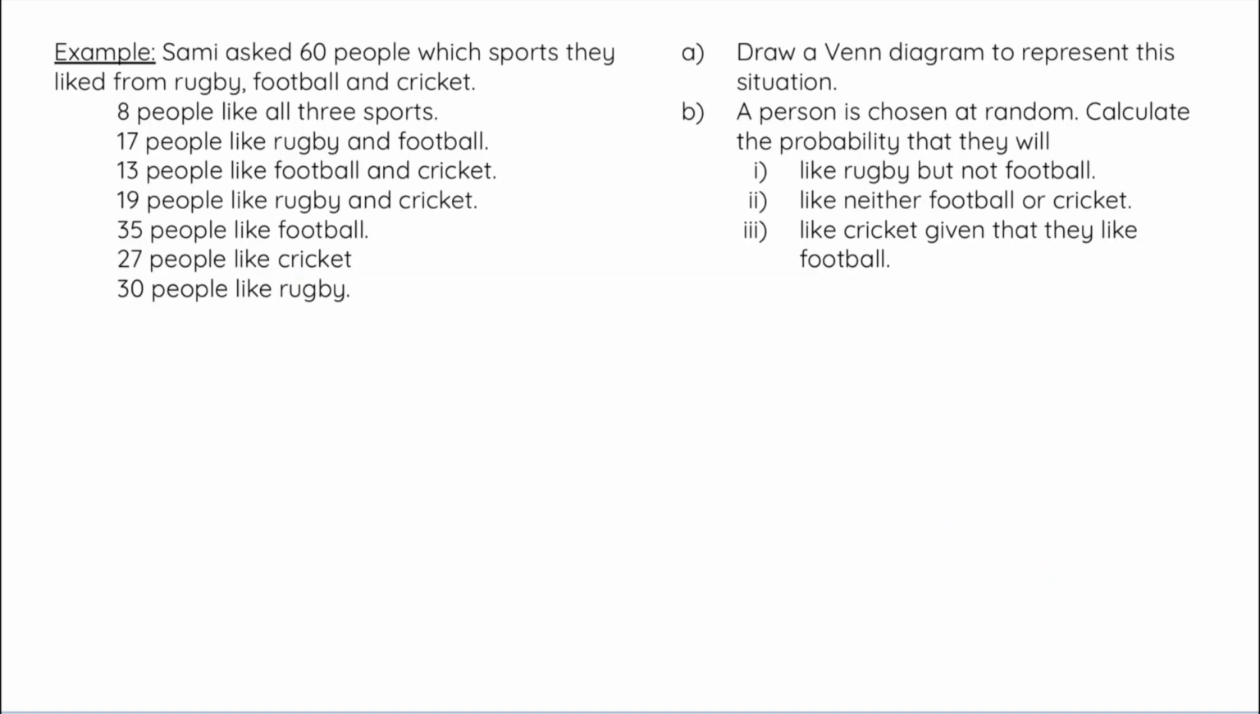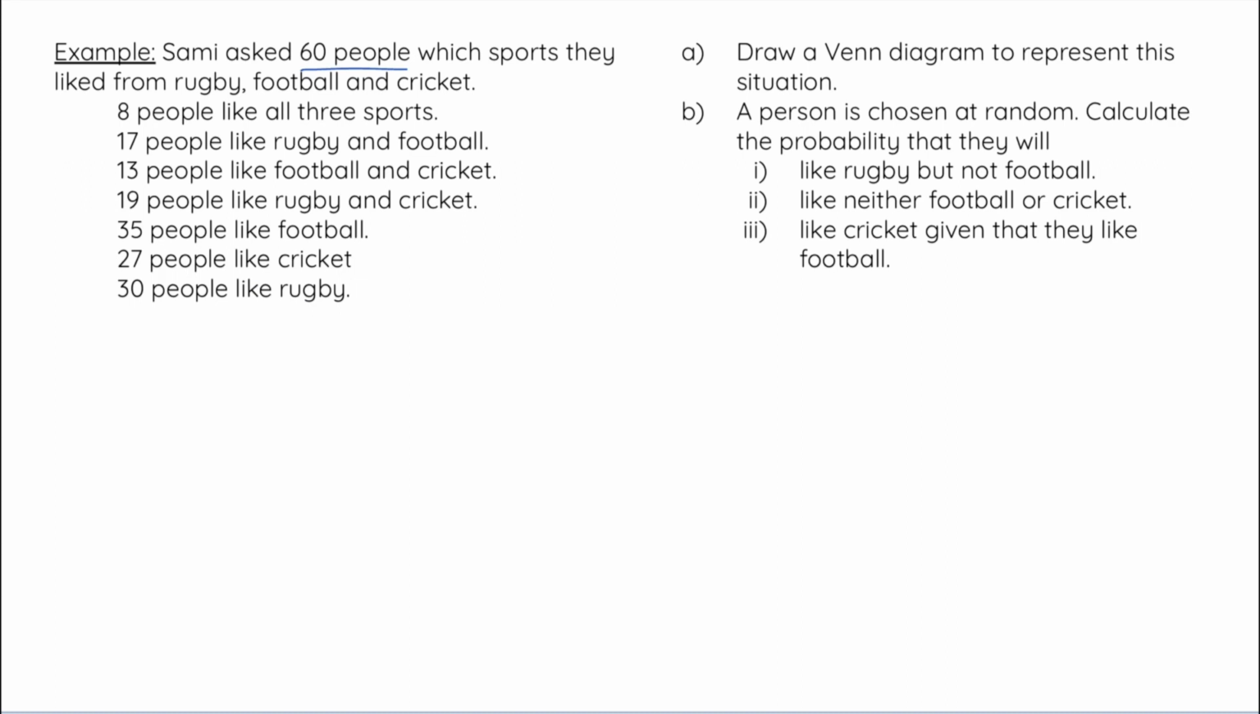So Sammy asked 60 people in a school whether they liked rugby, football, and cricket, or which sports they liked. And so what we're going to do is create a Venn diagram to represent the situation. And since we have 3 circles, and none of these things are mutually exclusive, like you can like rugby and football and cricket all at the same time, you can like them all. So there's no mutually exclusive ones. So we know that there's going to be some overlapping areas here.